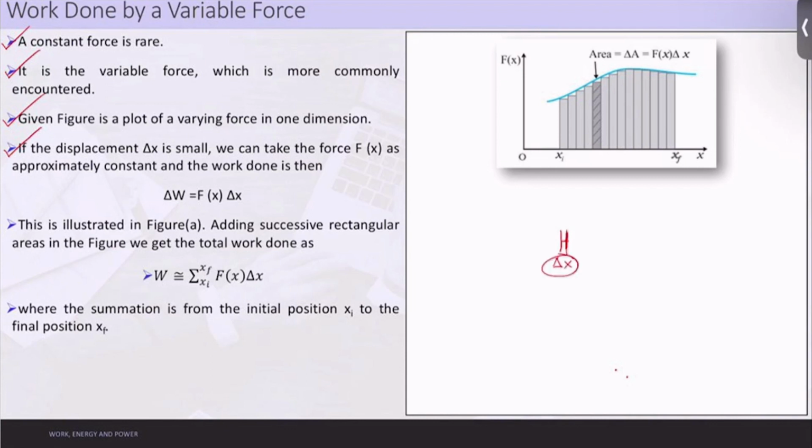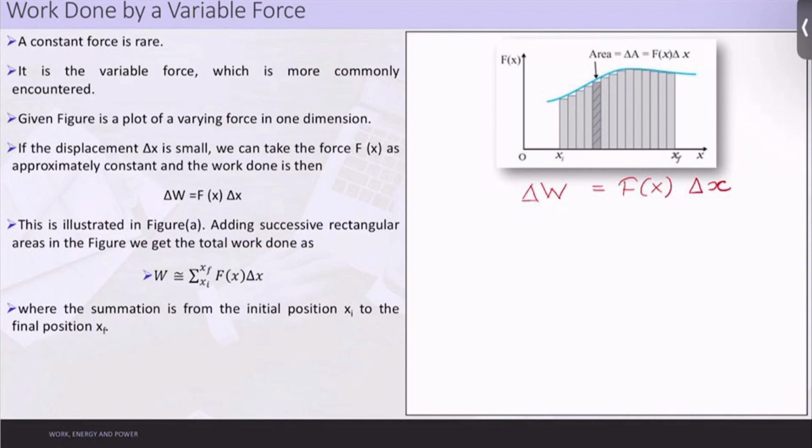Which is equal to delta x, then we can say that this force f of x can be taken as approximately constant, because in that very small amount of displacement, this f of x won't vary much. So we can assume it to be approximately constant. If it is assumed as approximately constant, then the work done during that small displacement delta x will be nothing but equal to f of x into delta x. Correct? So it's f of x into delta x.